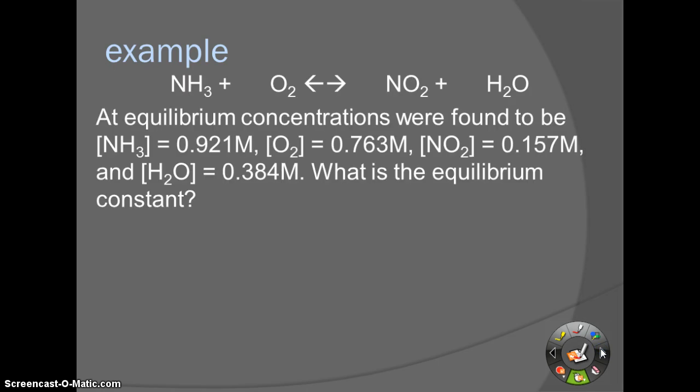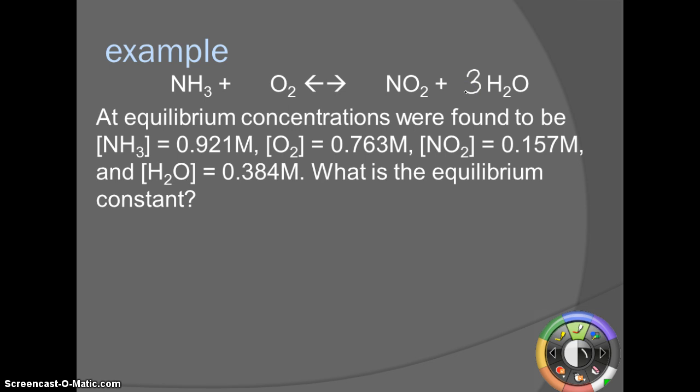So let's look at an example. We have ammonia plus oxygen reversibly yields nitrogen dioxide plus water. The first thing we need to check is, is this reaction balanced? And the answer to that is no. So let's take a second to balance this reaction. We've got 1 and 1 nitrogen, 3 and 2 hydrogen, 2 and 3 oxygen. But since oxygen's by itself, we're going to save that one until last. The only common multiple between 2 and 3 is 6, so we can give this a 3.